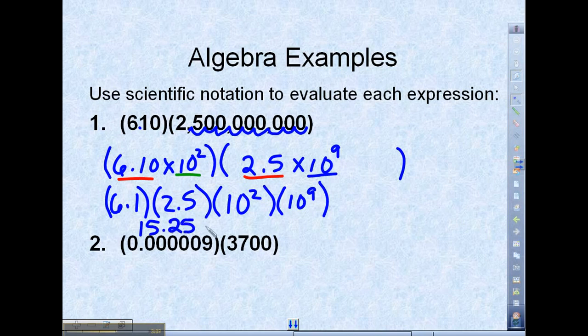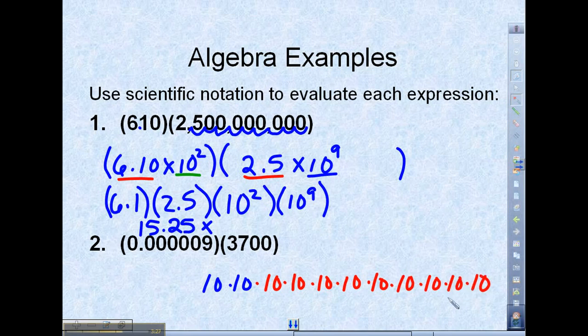15.25 right here. And right here, 10 to the second power is this. And we're multiplying that by 10 to the ninth power. 1, 2, 3, 4, 5, 6, 7, 8, 9. That's 10 to the ninth power. When you put that all together, that becomes 10 to the what power? 1, 2, 3, 4, 5, 6, 7, 8, 9, 10, 11. The 11th power. Hey, how did you get 11 from that exponent and that exponent? I'm just giving you a little preview of the next lesson.